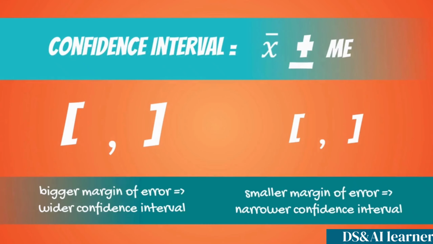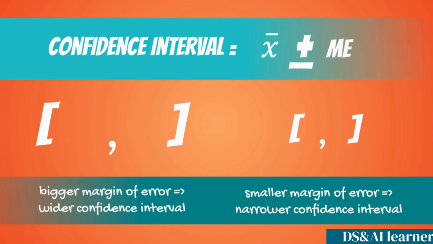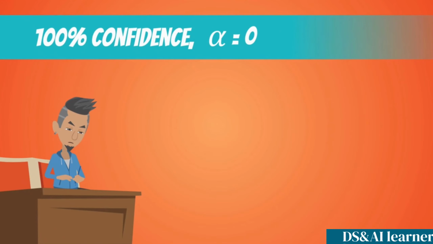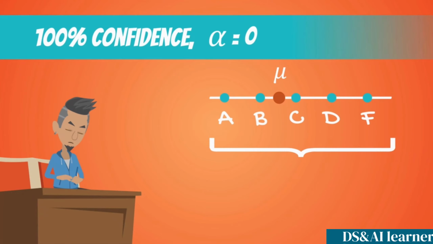A higher level of confidence increases the statistic. A higher statistic means a higher margin of error. This leads to a wider confidence interval. Think about this example. You took an exam and you want to make a prediction about the mean grade obtained by all exam takers. As A, B, C, D, and F are all the possible grades, we are 100% confident that the mean grade will be in the confidence interval from F to A.